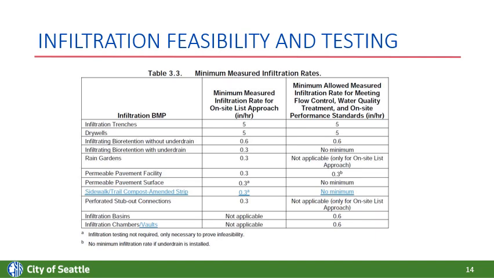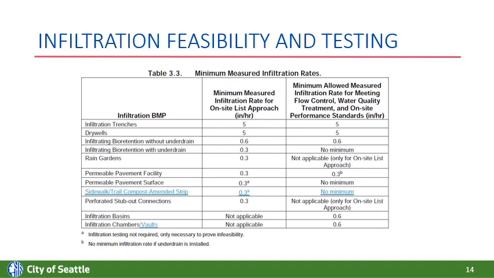So the one thing I want to point out here is for the permeable pavement surface. So you're not required to do infiltration testing to propose permeable pavement surface, but if you've done an infiltration test and the measured rate is less than 0.3 inches per hour, you can use that as an infeasibility criteria for the permeable pavement BMP. But permeable pavement surface does not require that the infiltration test be conducted in order to use that BMP for meeting on-site stormwater management.